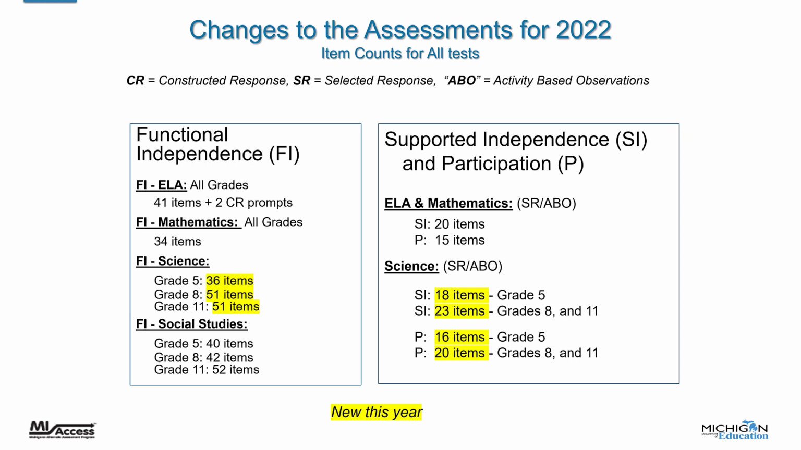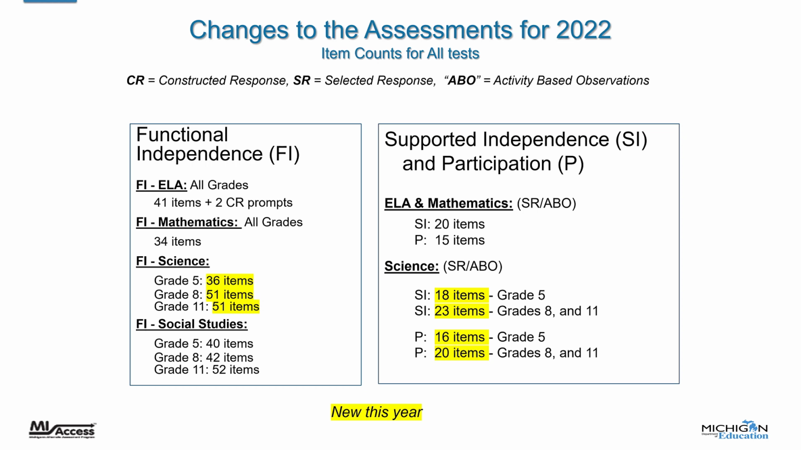Mathematics at all grade levels, 3 through 8 and 11, contains 34 items. Science tests have 36 items for grade 5 and 51 items for both grades 8 and 11. Social Studies has 40, 42, and 52 items in grades 5, 8, and 11, respectively.